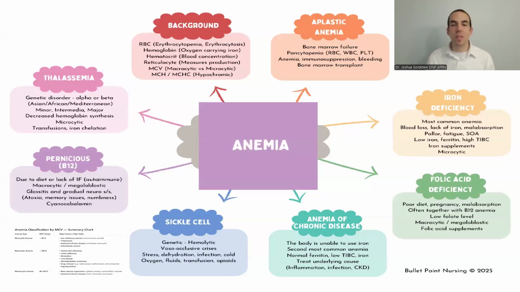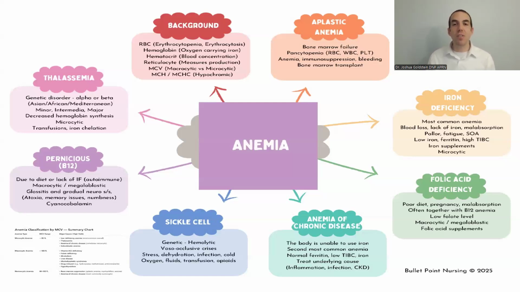The test that we use for this is called an iron panel. On an iron panel, we're going to check an iron level, which we would expect to be low in IDA. We're going to check a ferritin level, which we expect to be low in IDA, and we're going to check a TIBC. TIBC is total iron binding capacity, and the way I always think of this is how much shelf space is available for iron.